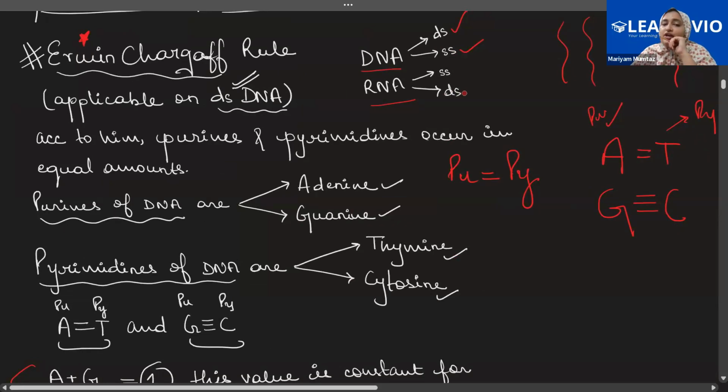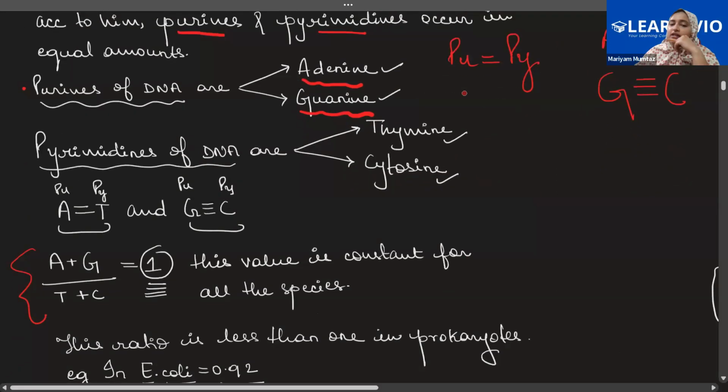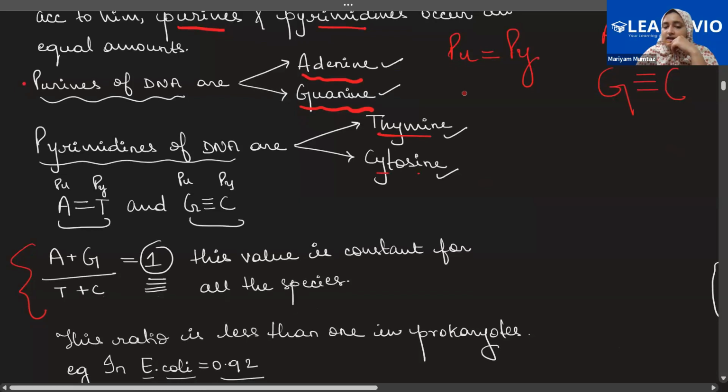So Erwin Chargaff gave a rule, and this rule is applicable on double-stranded DNA. According to him, purines and pyrimidines, both of them nitrogenous bases, occur in equal amounts. The purines of DNA are adenine and guanine, A and G, whereas the pyrimidines of DNA are thymine and cytosine.